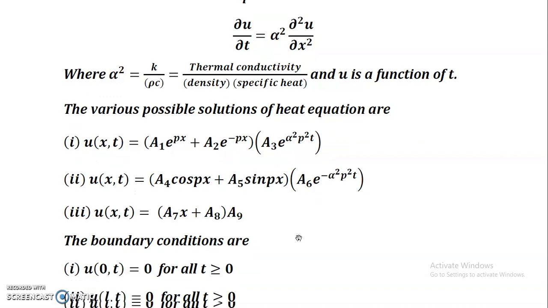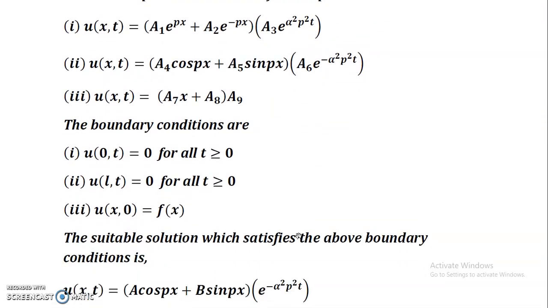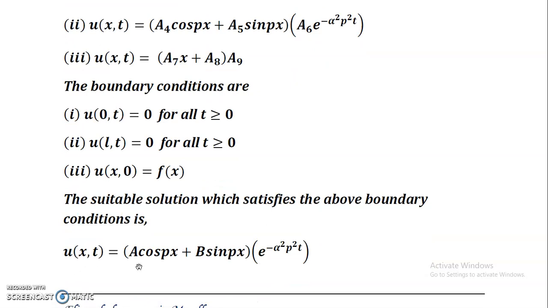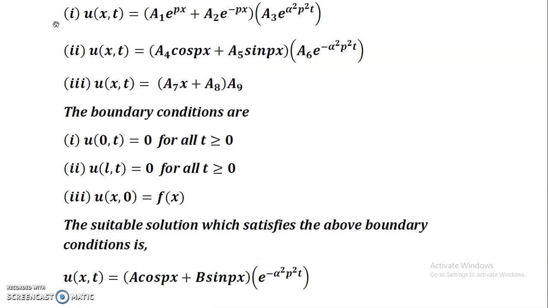Among these three conditions, the suitable solution is u(x, t) equals (a cos px plus b sin px) e power minus alpha square p square t, which means the second condition is the suitable solution for this one-dimensional heat equation. The boundary conditions are here.